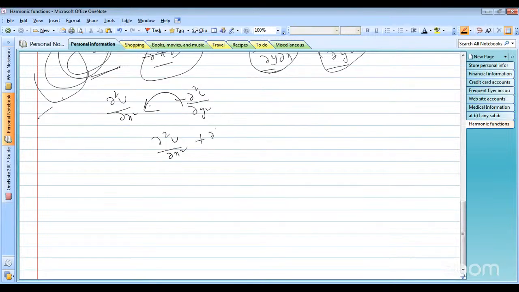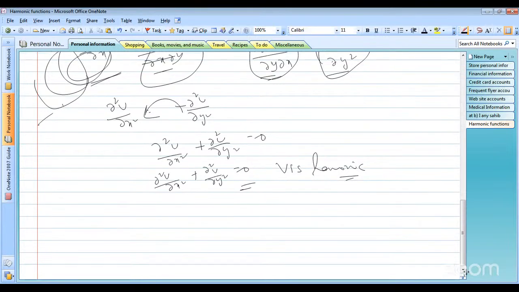∂²u/∂x² + ∂²u/∂y² = 0. So u is harmonic, which is what we are taking here. Similarly, differentiating on both sides with respect to x and with respect to y, we also have ∂²v/∂x² + ∂²v/∂y² = 0. Therefore v is also harmonic.